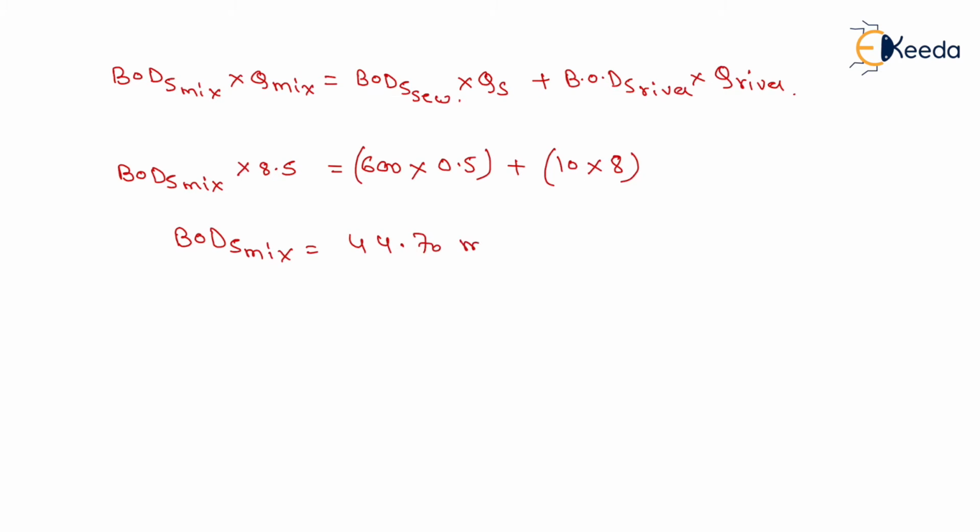milligram per liter. That will be the BOD-5 of the mixture, that is river water as well as the sewage water. When we mix both of these waters, then the 5-day BOD of that mixture will be equal to 44.70 milligram per liter. That is all about this question.